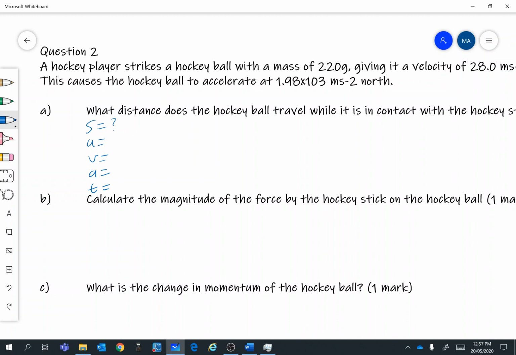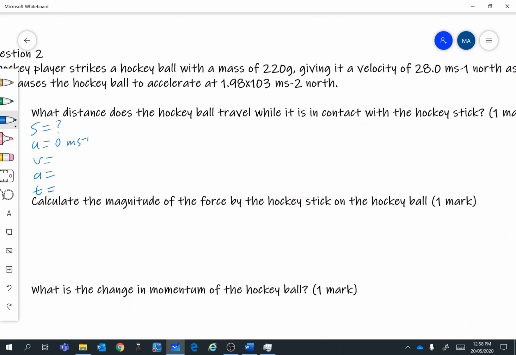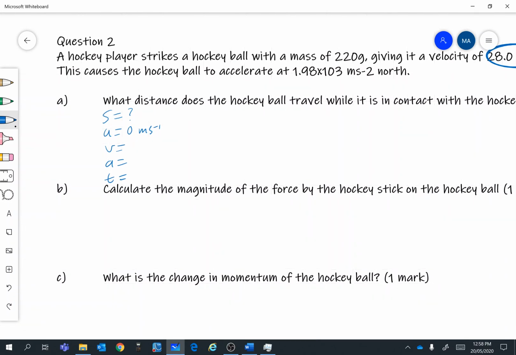Now, this question does sort of assume that the hockey ball is at rest. It really probably should have said that, but it didn't. But we're assuming the hockey ball starts at rest, and then it gets a whack from the hockey stick. So the velocity, we can see here that it's given a velocity of 28 meters per second to the north. So that's our final velocity after the strike.